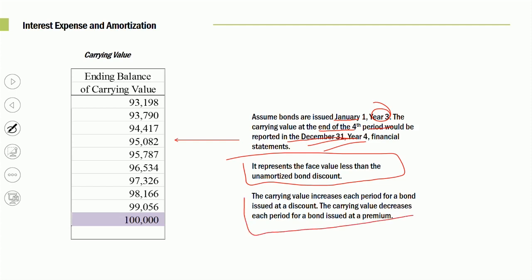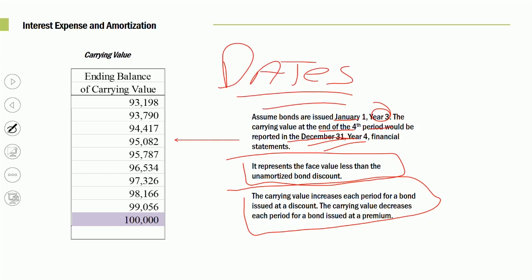So discount or premium, be careful, watch your dates. Okay, what year are they asking you about? Okay, when was that debt issued?